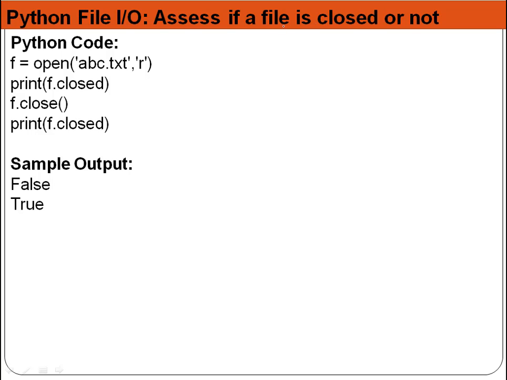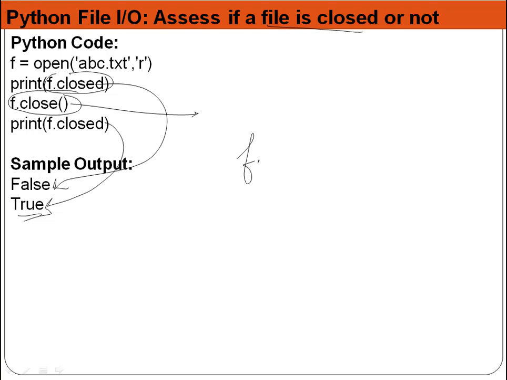Then you want to check whether the file is closed or not. Here we have used f.closed. It is returning false. Now you have closed it with f.close, and now you are trying to find it again. It is saying that this is true. So we have seen that f.closed will return whether the file is closed or not. It returns a boolean value, either true or false.